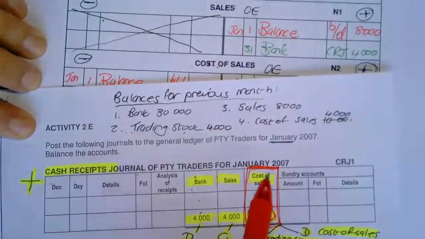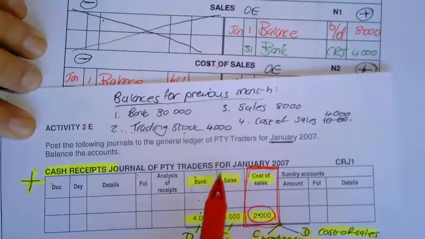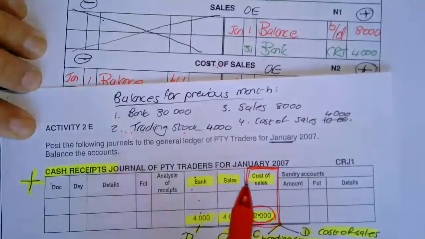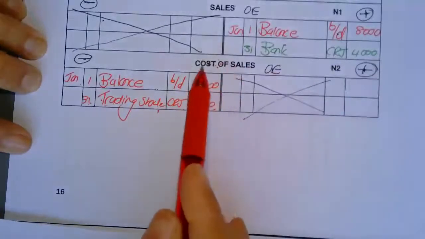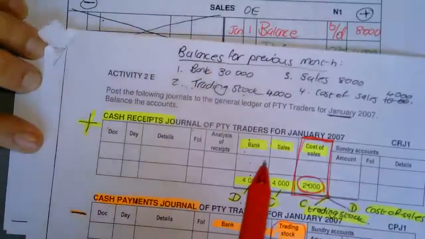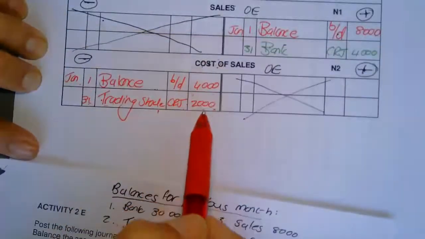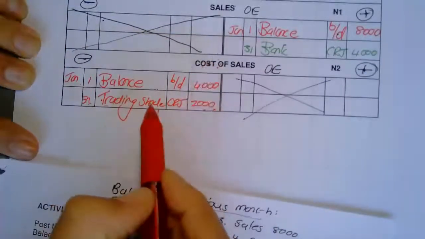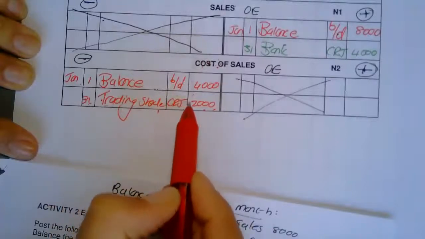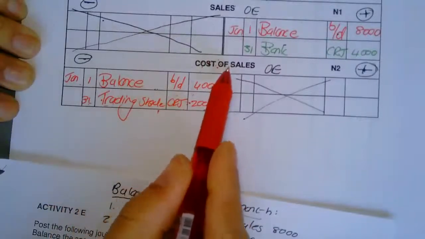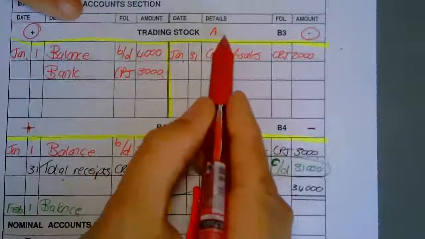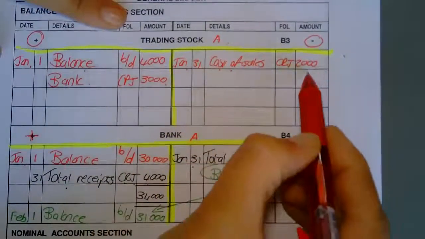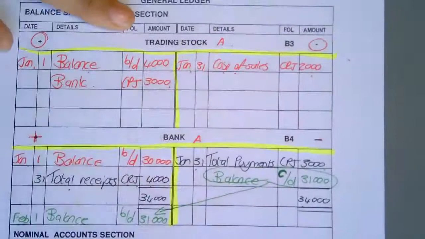In the CRJ, there's a cost of sales column because cost of sales needs to go with the sales column. But it's not an income, it's still an expense. So that 2,000 Rand is written here because the cost of the sales is 2,000 Rand and it is trading stock. And this information I got from the cash receipt journal. If cost of sales is debited with trading stock, then trading stock must be credited with cost of sales, the same amount. So it is as easy as that.